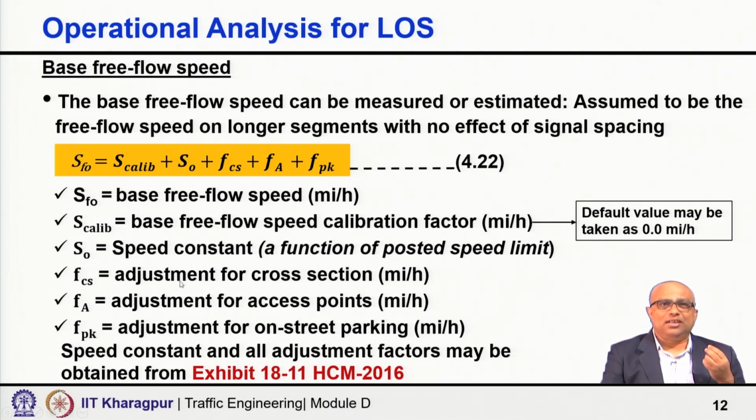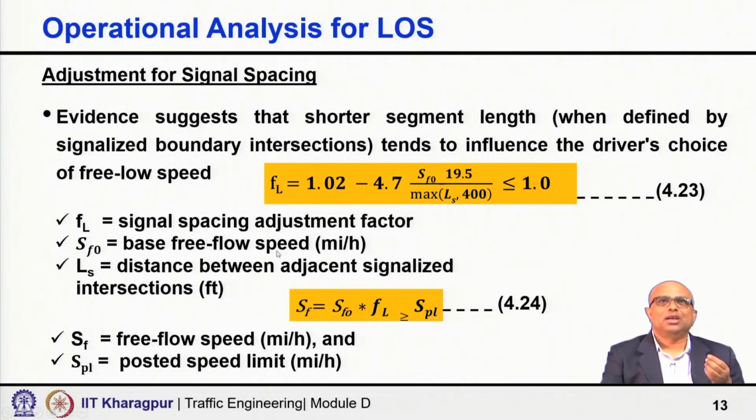So, there is the adjustment for cross section, access points and on-street parking. All these adjustment factors, and what value we should take under what condition, are given in exhibit 18-11 of the Highway Capacity Manual 2016. So, you can actually estimate this base free flow speed.